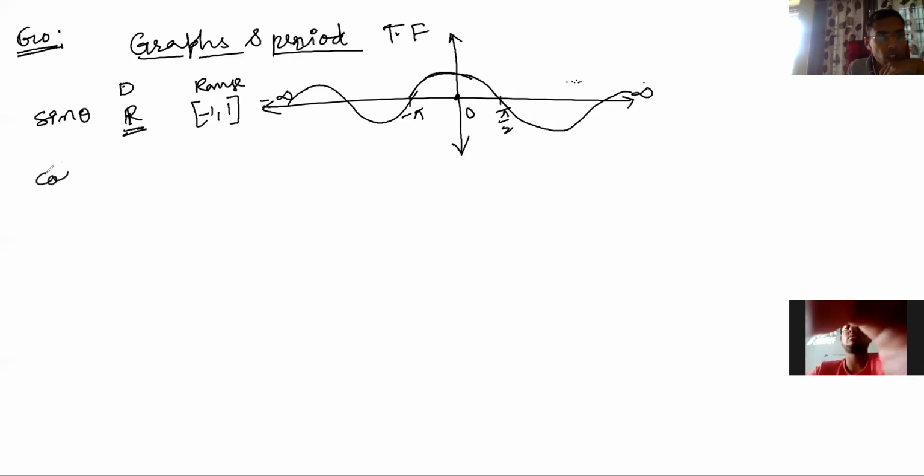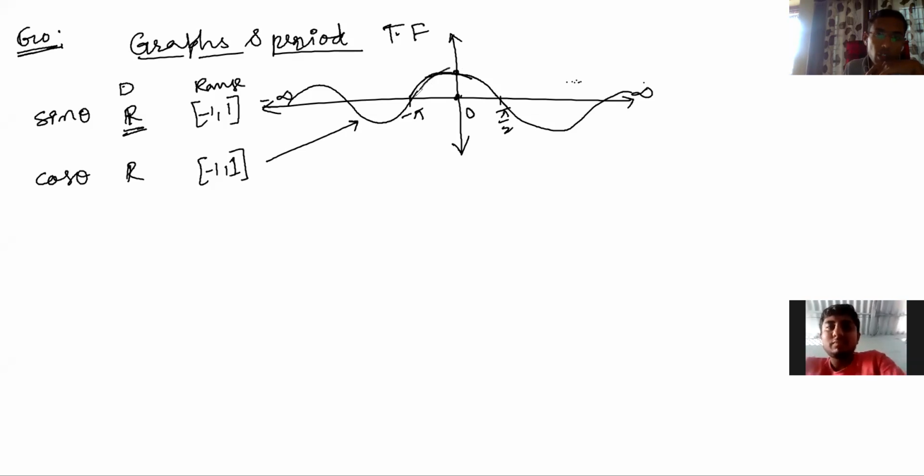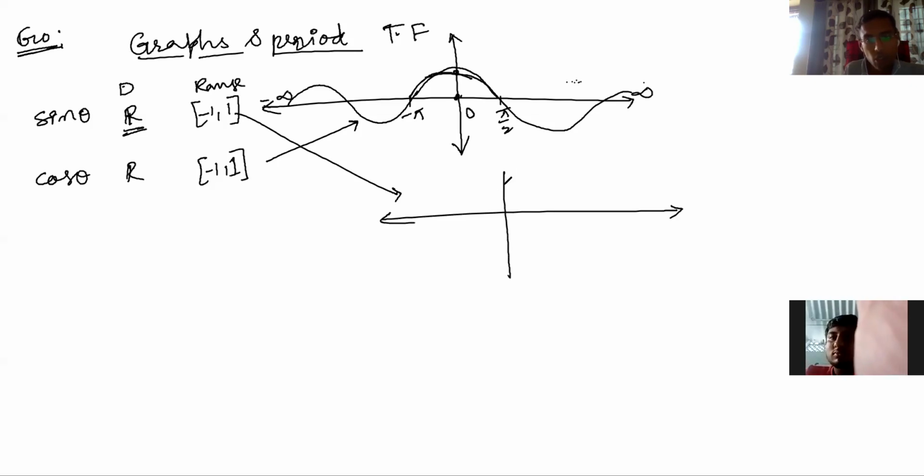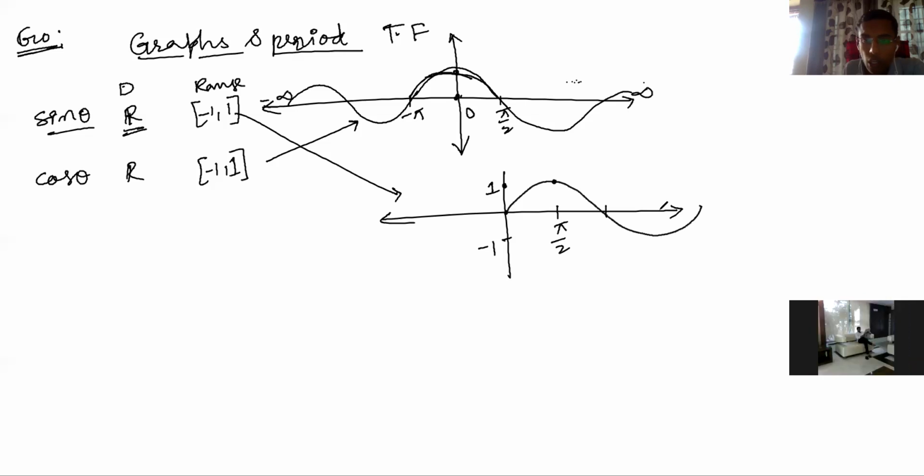All right. So cos theta. What is the domain of cos theta? Domain is all real numbers. What is the range? Range is -1 to 1 again. This is the cos graph, and I am drawing the sine graph here. For 0, cos is 1. For 0, sine is 0, and sine theta is 1 for pi by 2. So the graph is going to be like this. Here also it's going to be like this. So you understand this one.